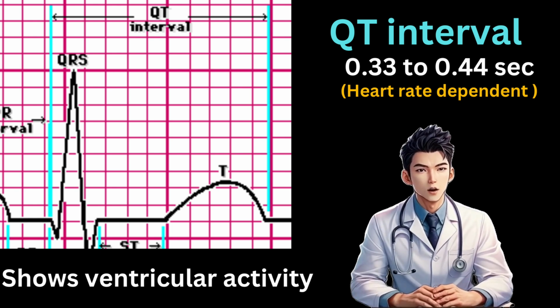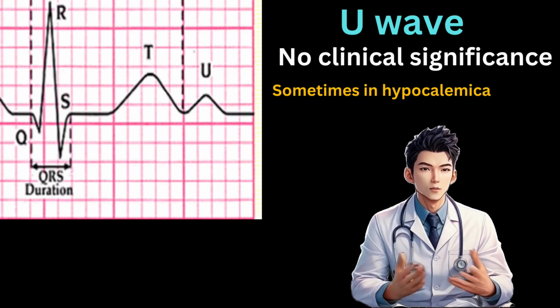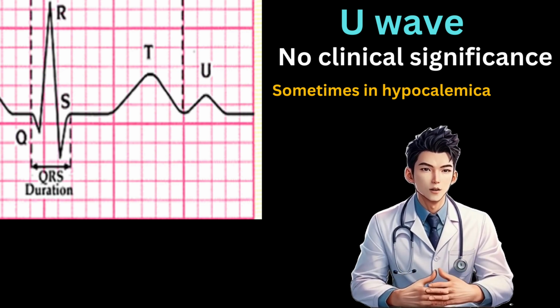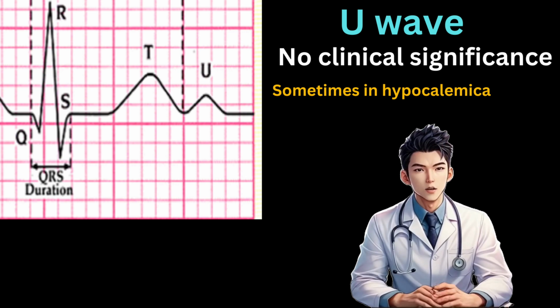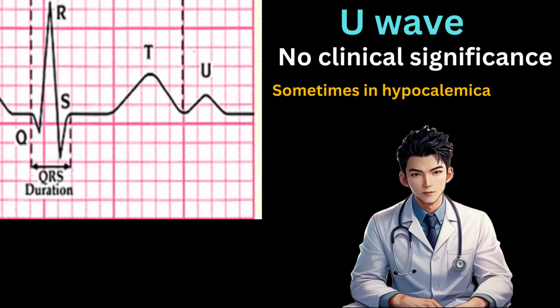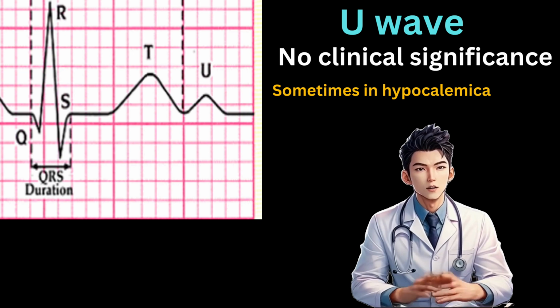U wave is sometimes seen after the T wave. It has no clinical significance, and it is sometimes seen in patients with hypokalemia, but sometimes even present with normal potassium. These waves can be seen and it has no clinical significance.